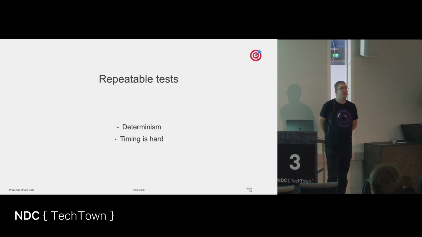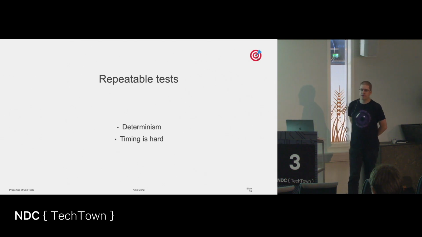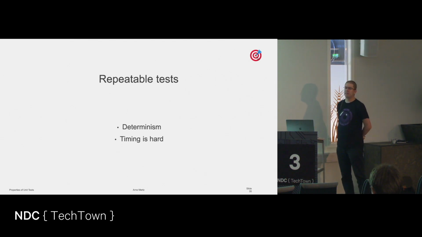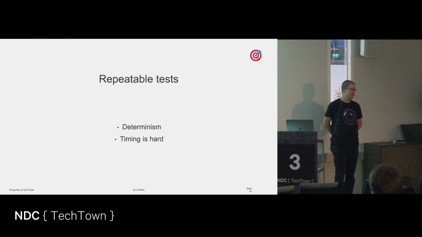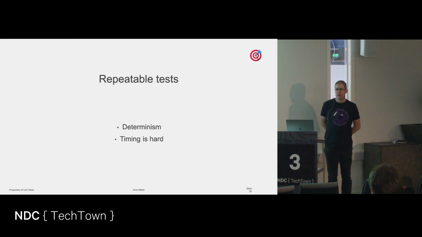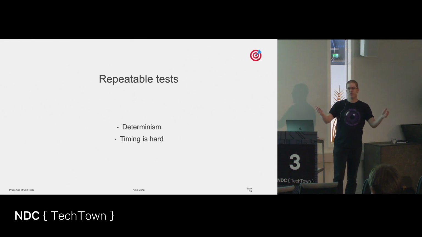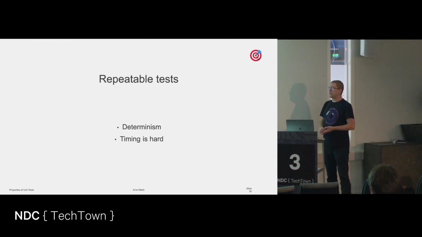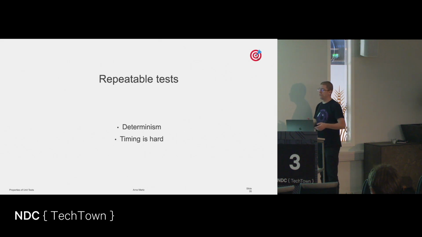We want to have our tests repeatable. Who has come across a Heisenbug, which is basically you run the tests, they fail, you run the tests, they pass, you run the tests, they pass. Okay. Nightly build, tests have failed. Next morning, the tests pass again. These are really hard to catch, and they can have different reasons.